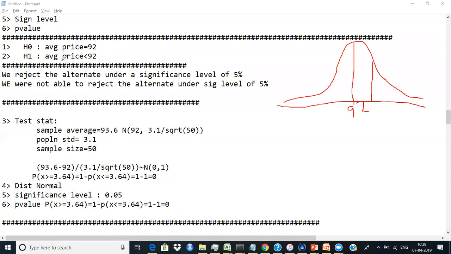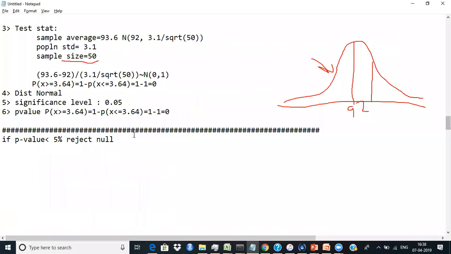Now, if I am testing an alternate of less than, I will calculate the area to the left. If this area is less than 5%, I will not reject the alternate. If this area is greater than 5%, I will reject the alternate. Same thing, right? So one thing to remember, p-value greater than 5%, reject the alternate.